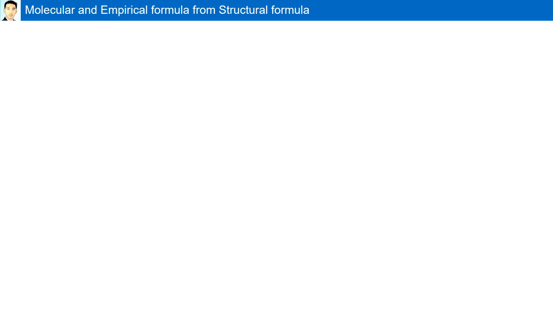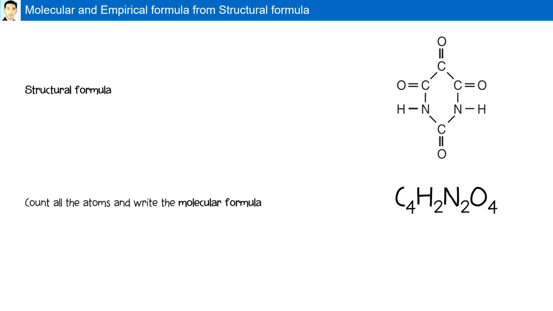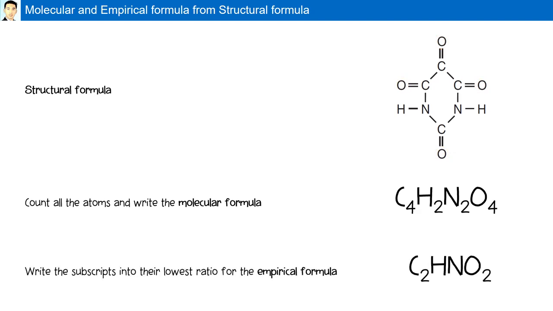Molecular and empirical formula from structural formulas. Given the structural formula, first we need to count all the atoms and write the molecular formula. We have 4 carbons, 2 hydrogen, 2 nitrogen, and 4 oxygen. Next, to write the empirical formula, we need to write the subscripts to the lowest ratio. The subscripts C4, H2, N2, O4 can all be divided by 2. The resulting formula is C2HNO2.